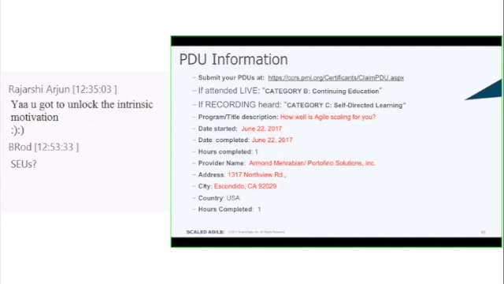SEUs, I don't know what an SEU is. Oh yeah, I know what that is. So PDUs are for PMI. Right. Is it SEU? Yep. That's for the Scrum Alliance. Oh, they added that. Okay.